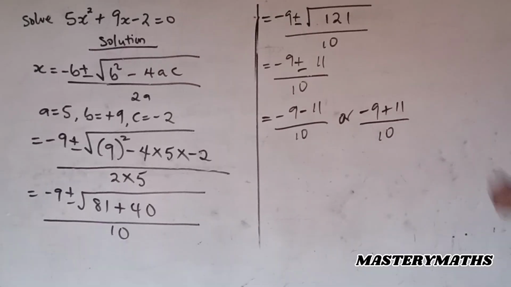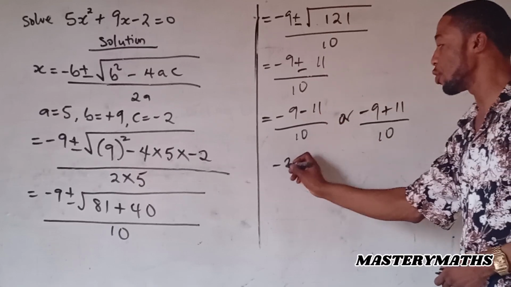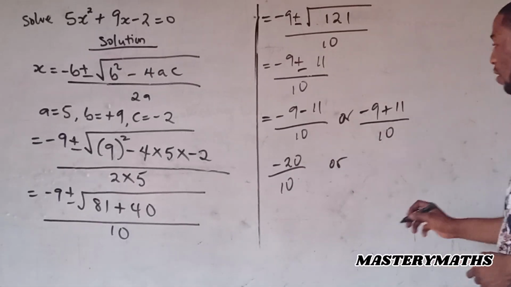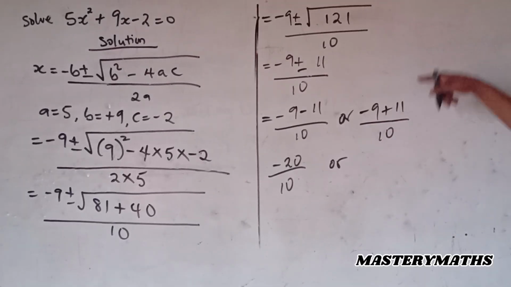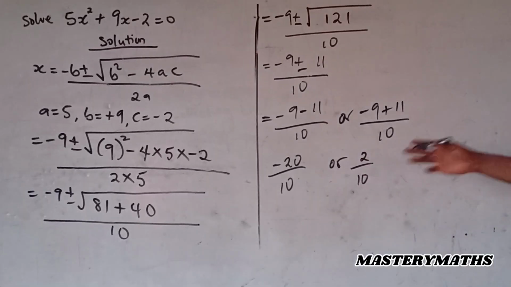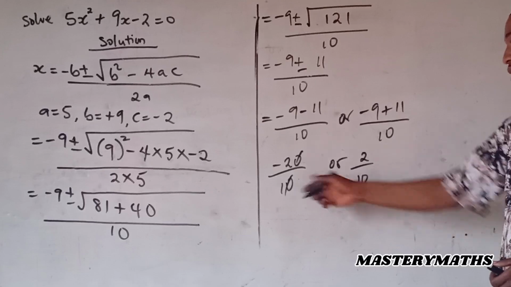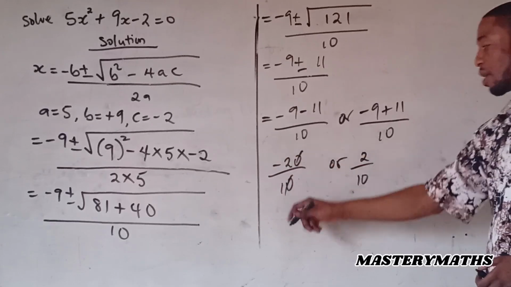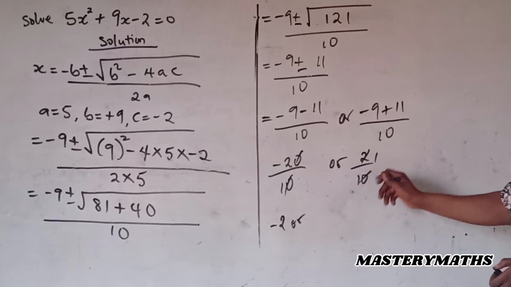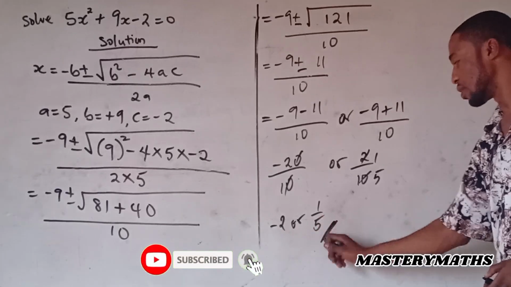Now we don't stop here. We can also simplify further by saying minus 9 minus 11 will give us minus 20 divided by 10. Now you have or minus 9 plus 11, which will give us what? 2 over 10. Now let's divide. In order to divide it, you say your 0 cancels out 0. What is remaining there? It's minus 2 over 1. So minus 2 divided by 1 is minus 2. You have your or. 2 here is 1. 2 here is what? 5. So you have 1 over 5 as your answer.